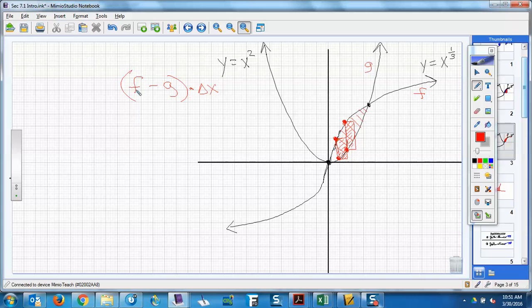So we take the top y value. Basically that gives us the height of our rectangle, and this gives us the width. That's the dx part, right? So we've got height times width, which is area. The integral is going to add up those areas.